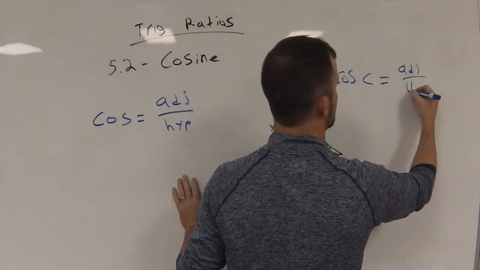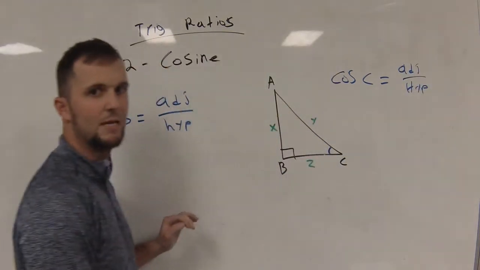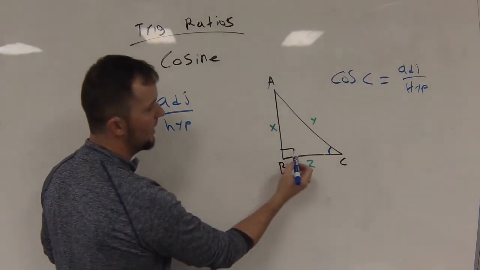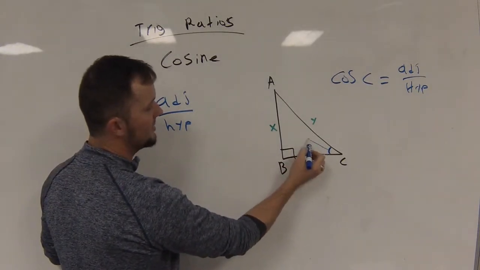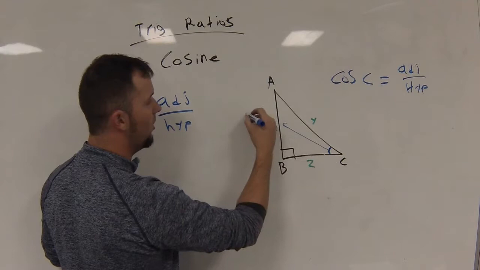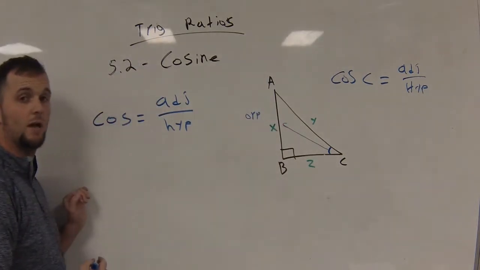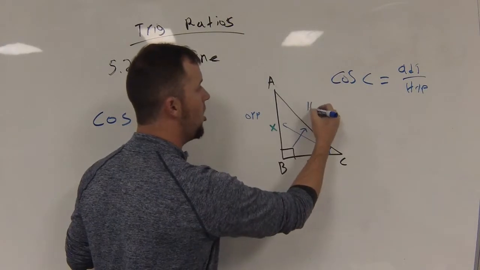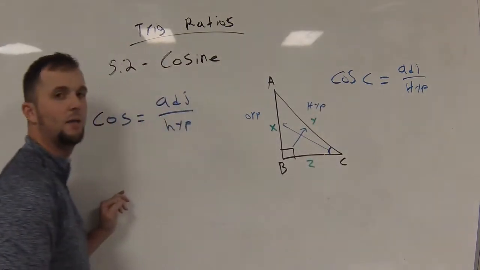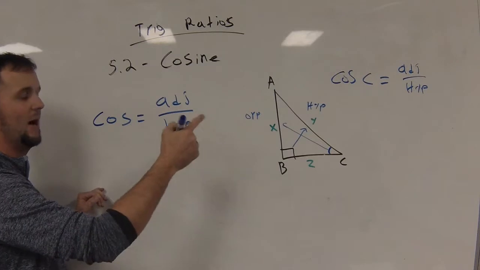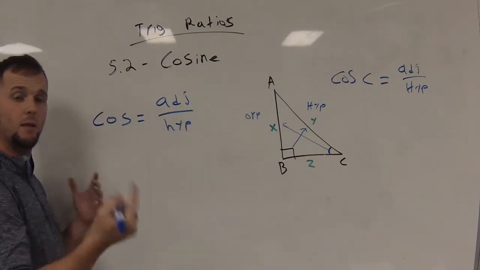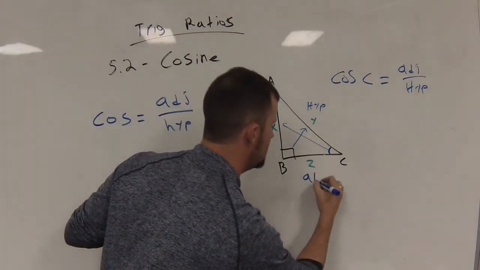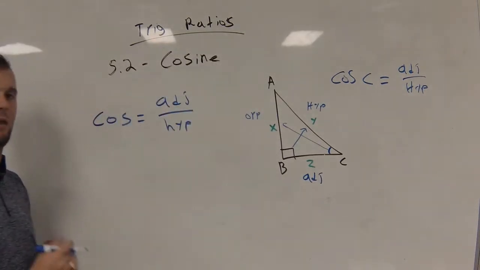So let's go ahead and look at everything and determine what the sides are. So if I look here at C, I always know the side directly across from C would always be your opposite side, correct? The side opposite of the right angle is always going to be your hypotenuse. So if that's the hypotenuse and that's the opposite side, the only side left is going to be your adjacent side, right next to angle C.